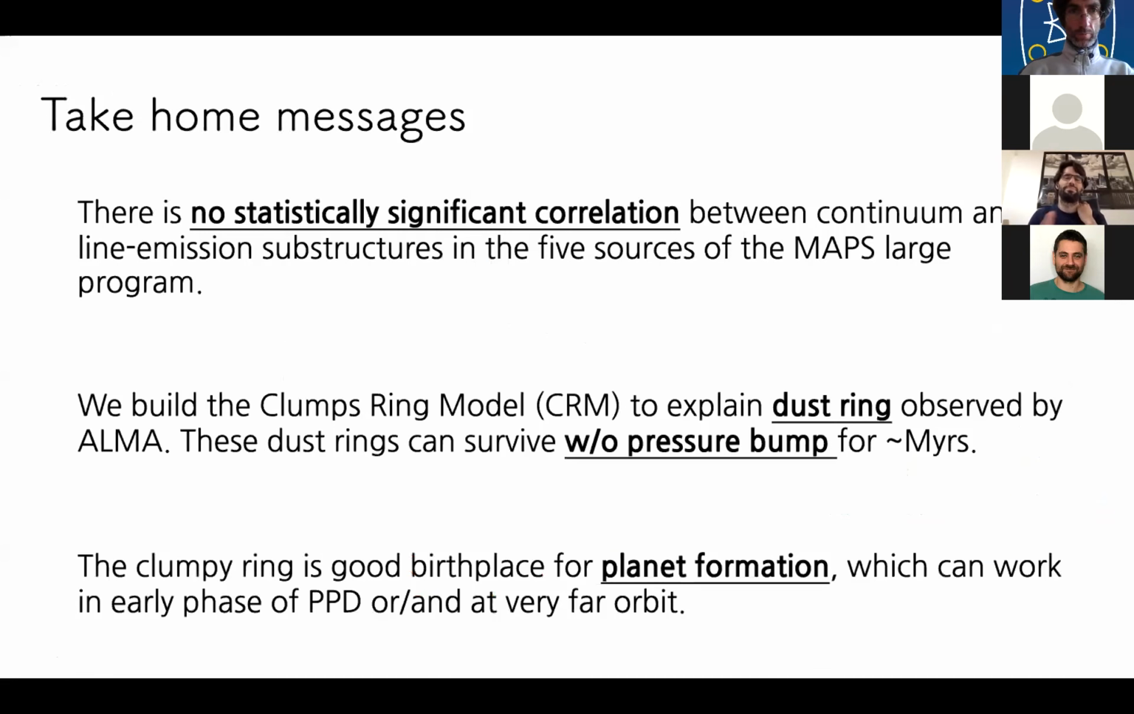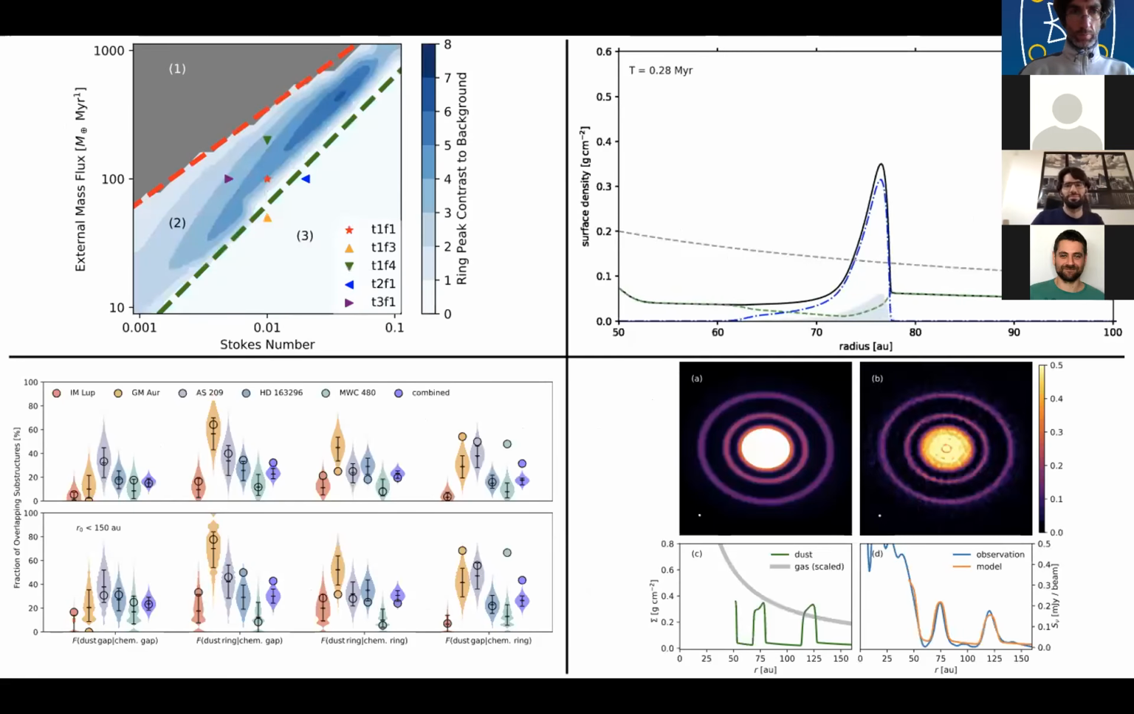And here is my take-home message. First, we don't find any statistically significant correlation between the continuum and line emission substructures in the 5 sources of the MAPS large program. Second, we build a clumping ring model to explain the dust rings we observed in ALMA images without a pressure bump to support them. And finally, we propose that this clumping ring could actually be a good place for planet formation. I leave my presentation here, and I'd like to take any questions.